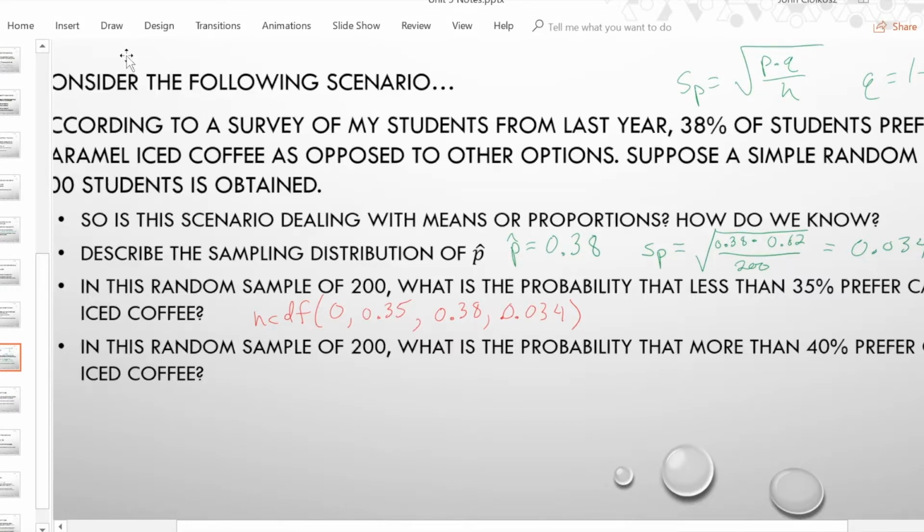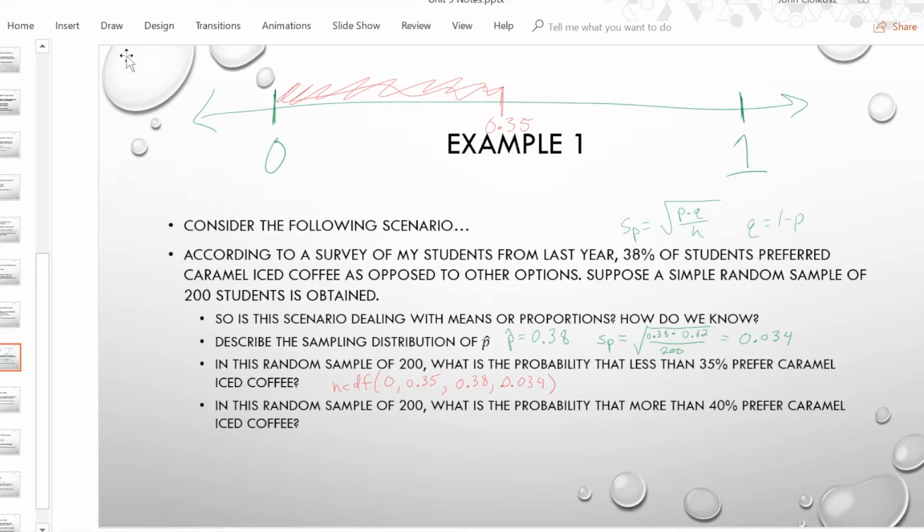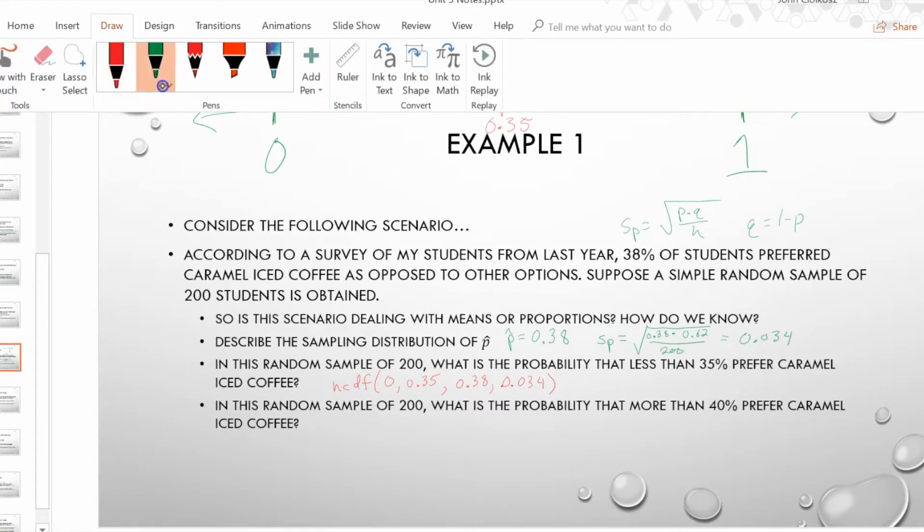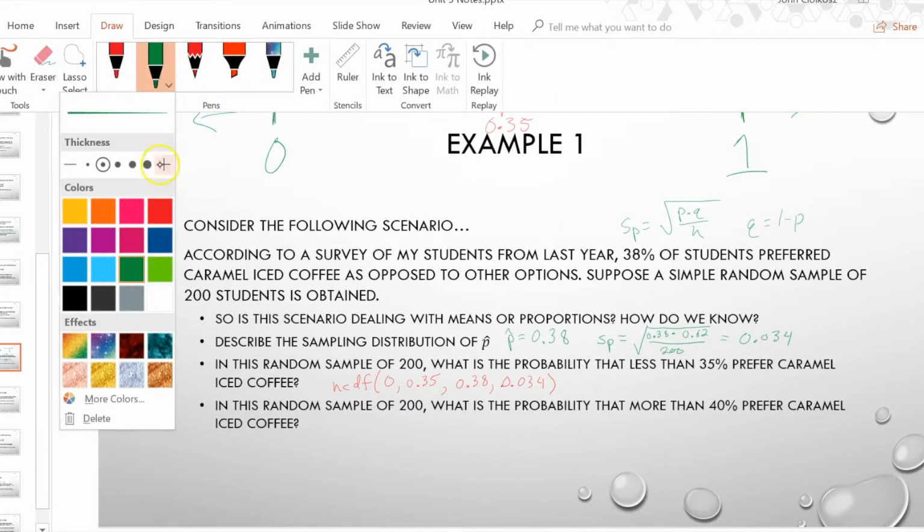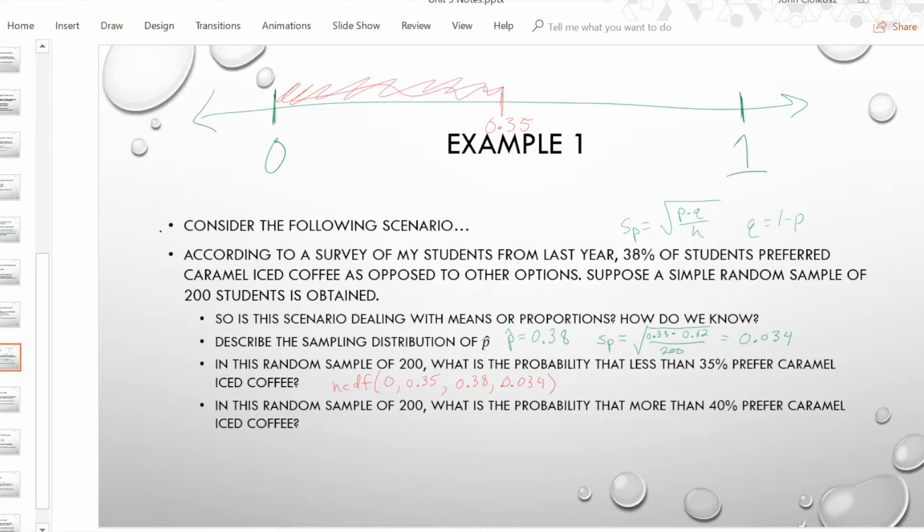Let's go ahead and just sketch out the next one as well, just so we have all the calculators open at once, right? Different color here. Okay, for our next one, in the sample of 200, we want more than 40%. So more than 40 would signify going to the right. So here I'm looking to the right of that number.